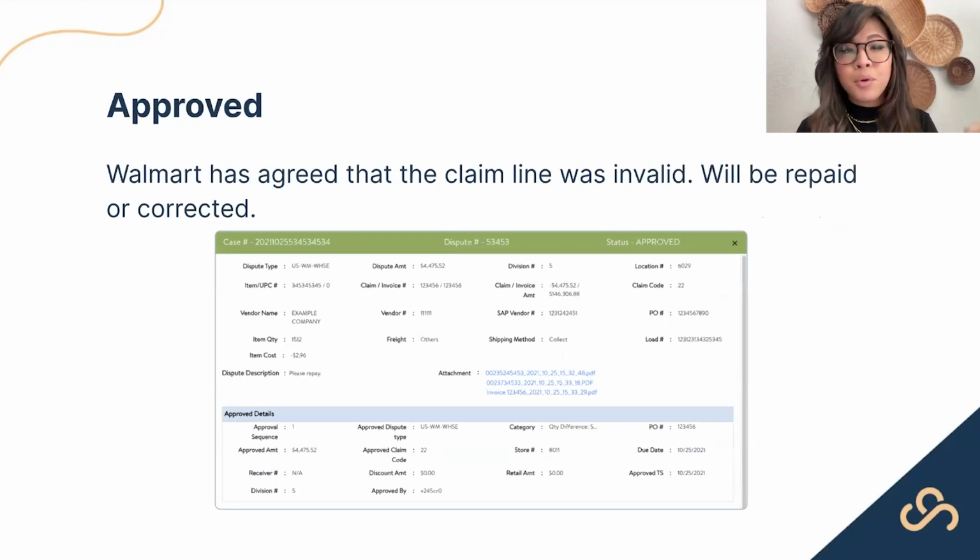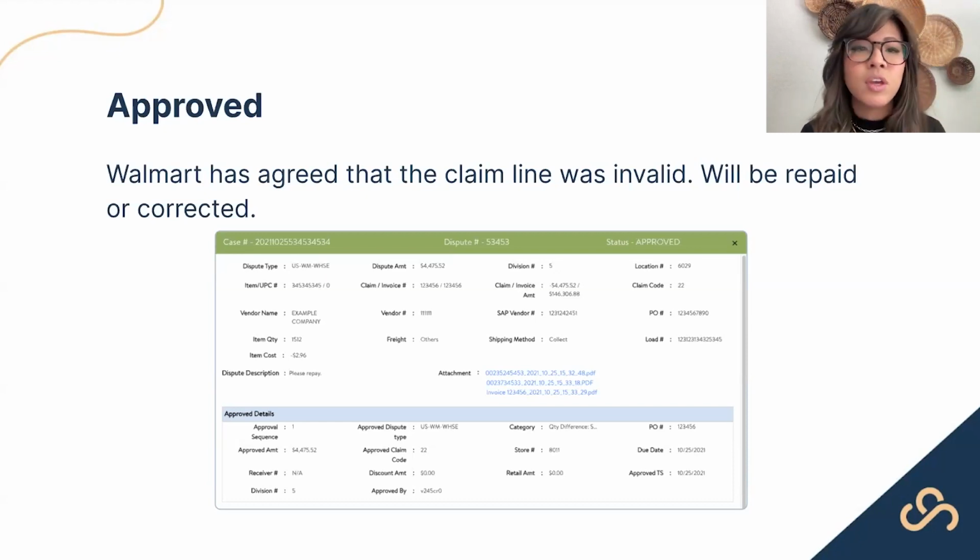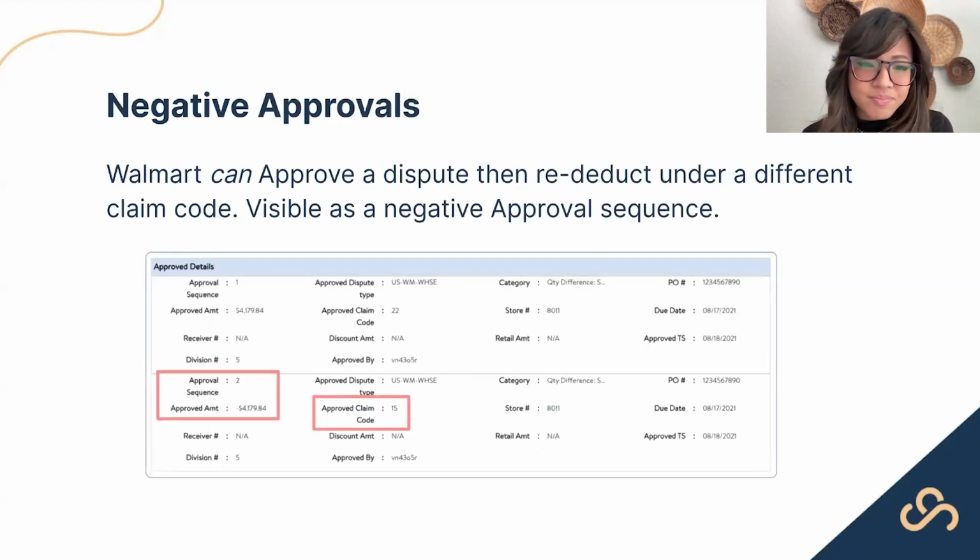Then approved, of course, is the green. This is what everyone wants to see. Essentially, Walmart has reviewed the proof documentation that you've sent over, and they're saying, you're right, we should have paid you in full for this, and they will go ahead and pay you back. This will usually be repaid on a future check. You'll see a check line come through later on, and it's going to be for more than what you invoiced for. That is usually the case if you have a deduction dispute that has been approved by the GenPack team.